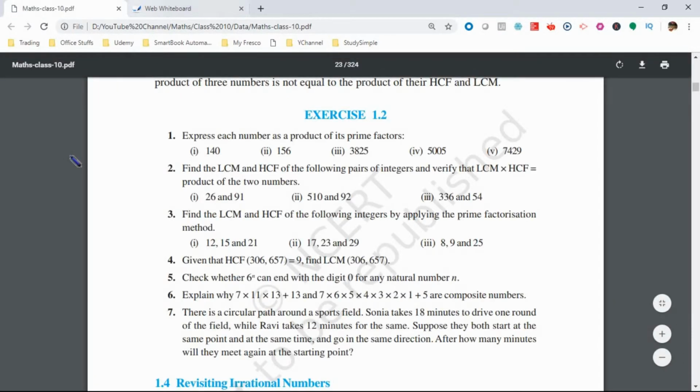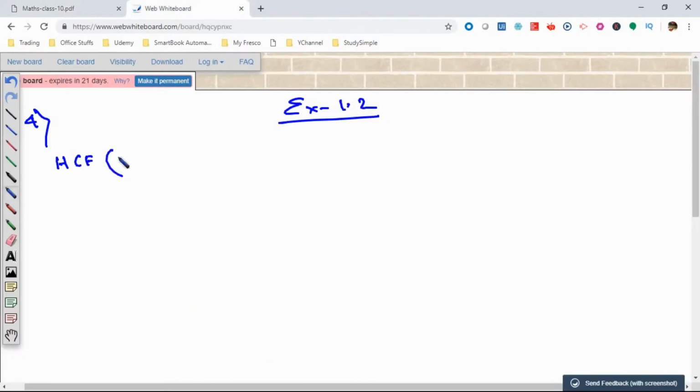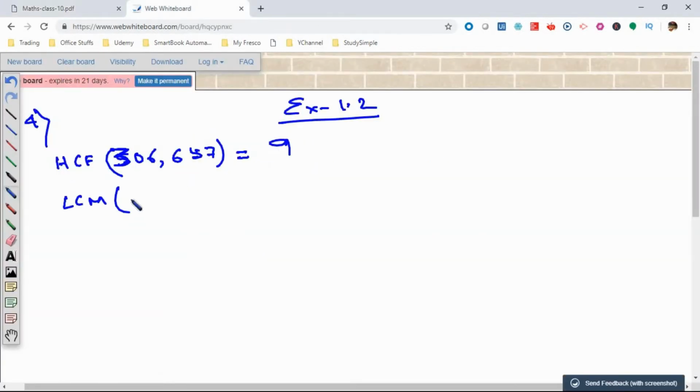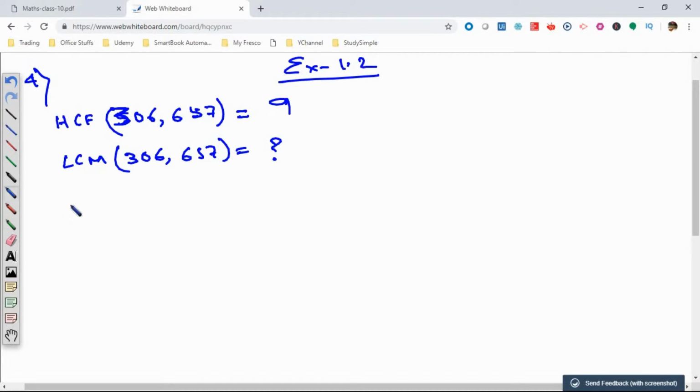So here we will apply the formula, exercise 1.2 question number 4. HCF of 306 and 657 equals 9, right? Then we have to find LCM of 306 and 657. We don't know the LCM, right? We know the two numbers, say A and B. A and B are 306 and 657, and the HCF we know, but the LCM we don't.